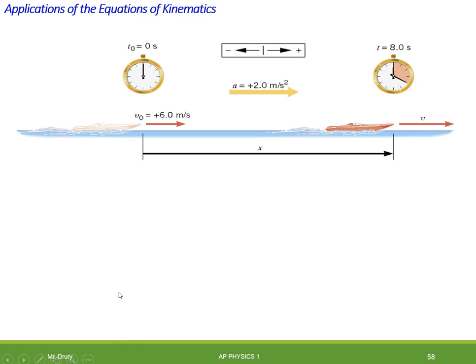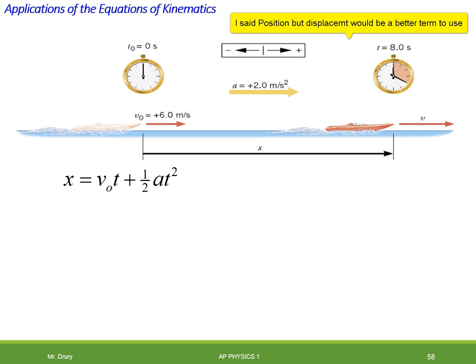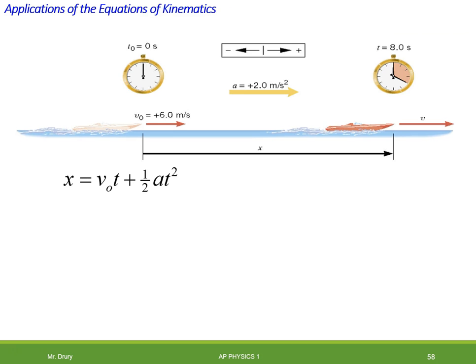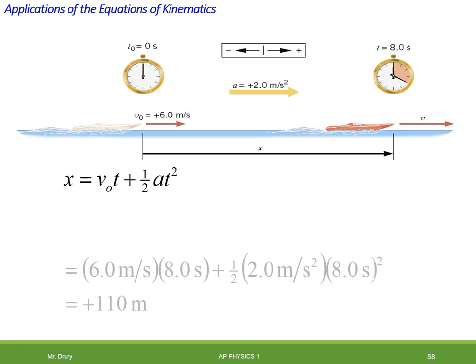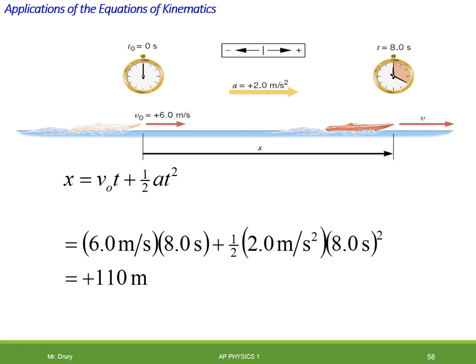All right, so we need to pick one of our kinematic equations to solve for the final position. I chose this one because we knew the initial speed, we knew the time, we knew the acceleration. So we're able to solve for the displacement directly from this equation. Putting the numbers in, you can see that 6 meters per second times 8 seconds, the seconds cancel out and you're left in meters, which is correct for displacement. And then you have 1/2 times 2 meters per second squared times 8 seconds squared. The seconds squared cancels out, and you're left with meters, and it ends up being 110 meters.